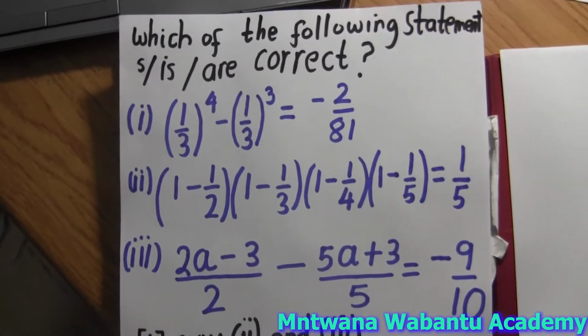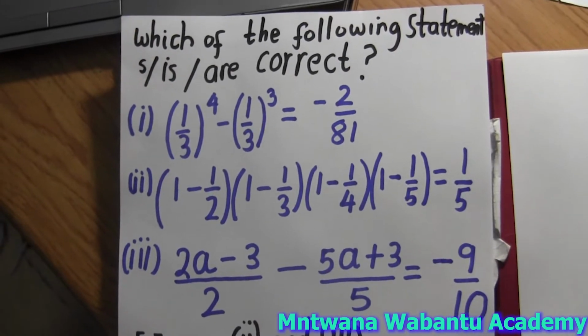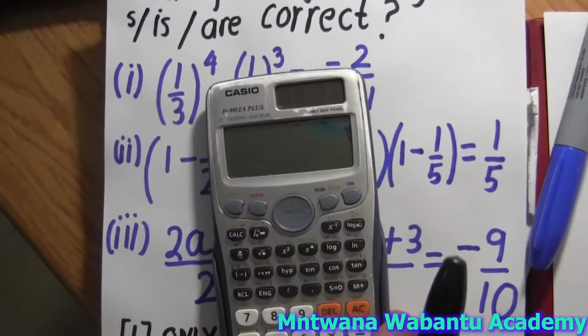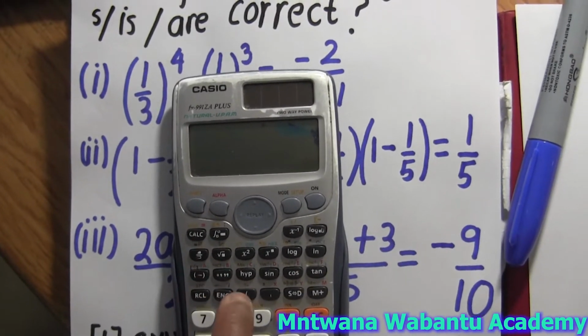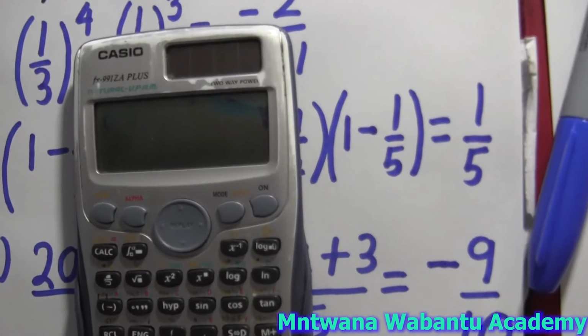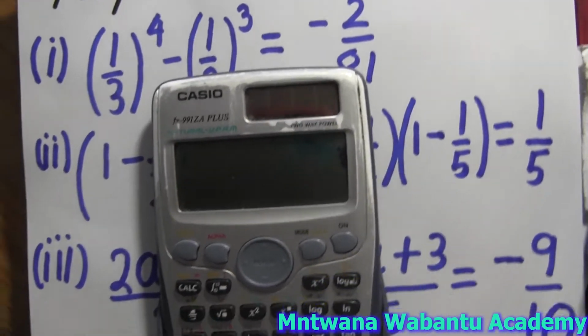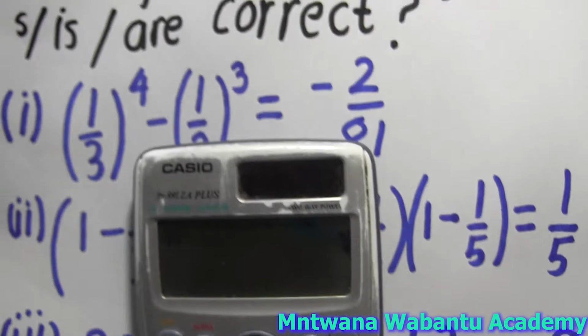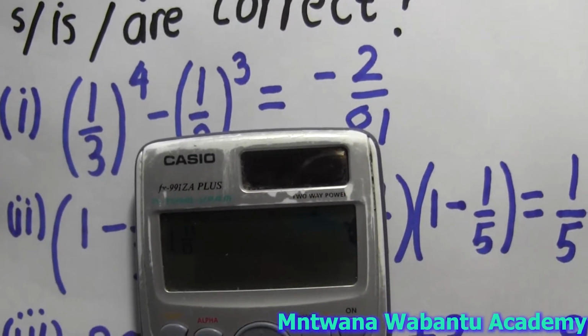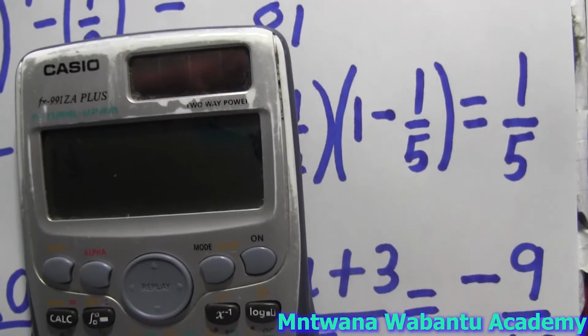Let's start with the first one. I'm going to show you with a calculator and without a calculator. Let's start with the calculator first. Open the bracket, and then open the bracket, and then we have a fraction 1 over 3.